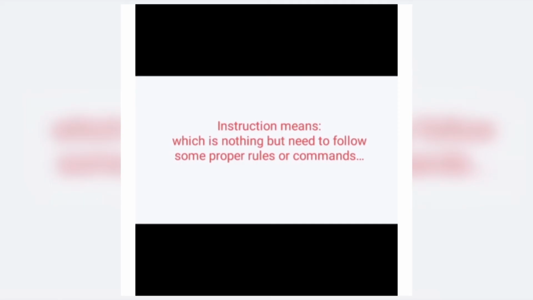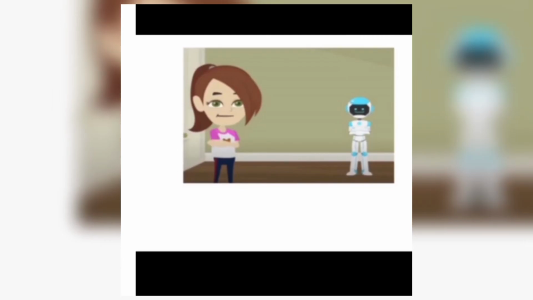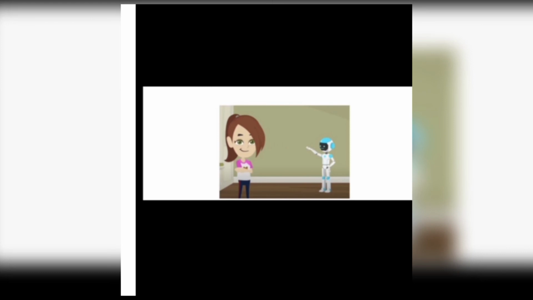Instruction means we need to follow some proper rules and commands. Let us see one example: communicating with a robot and a person. The person said, robot, please raise your hand. The robot took proper commands. The person gave proper commands to the robot. That's why the robot raised its hand.